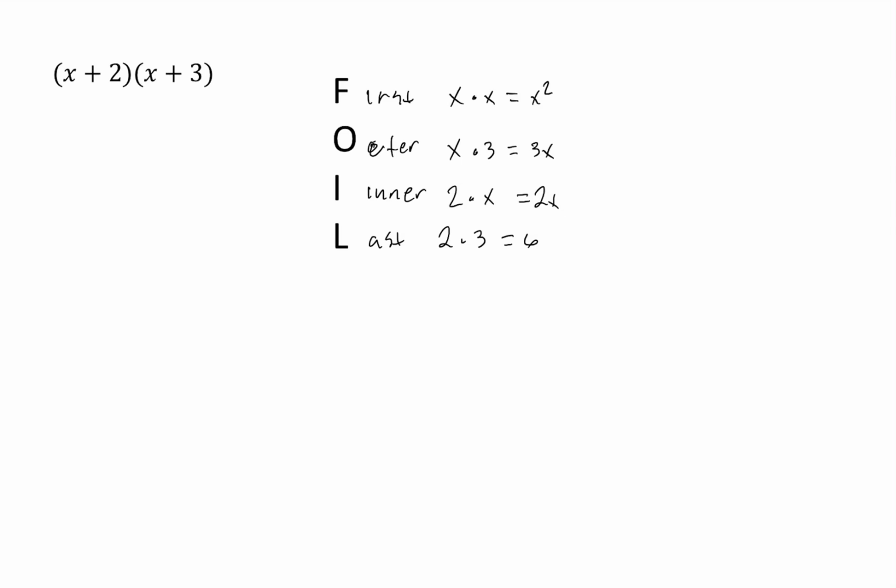So we want to arrange all of our terms in descending order, and then we want to combine like terms. Oops, excuse me, that was 2x. So we have x squared plus 5x plus 6.